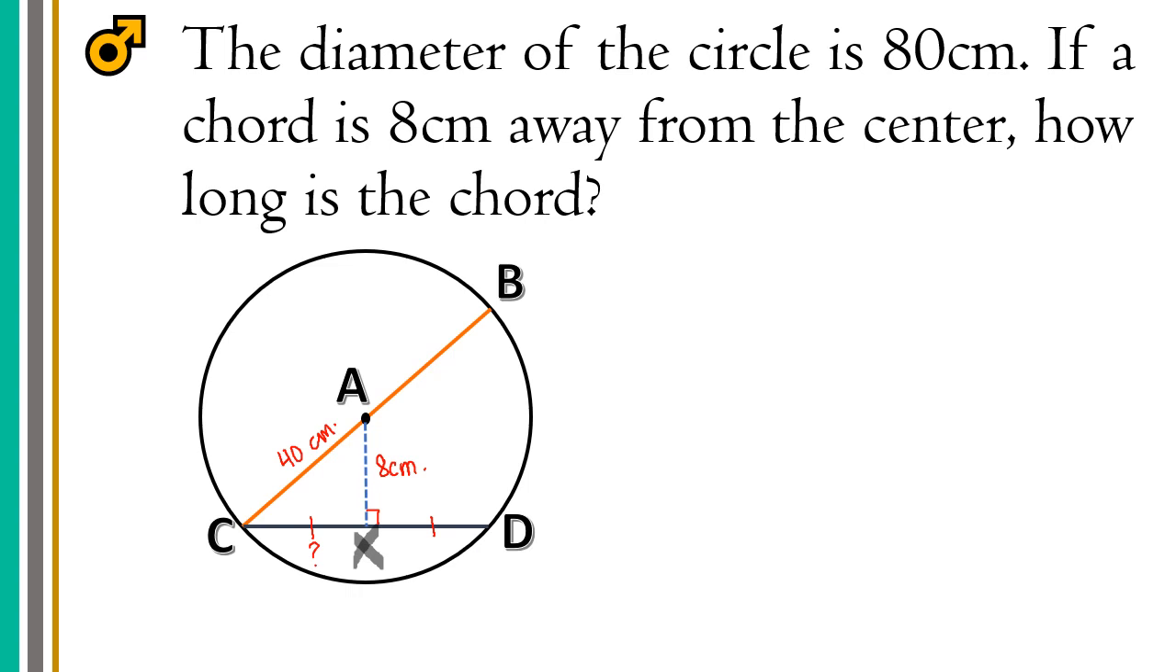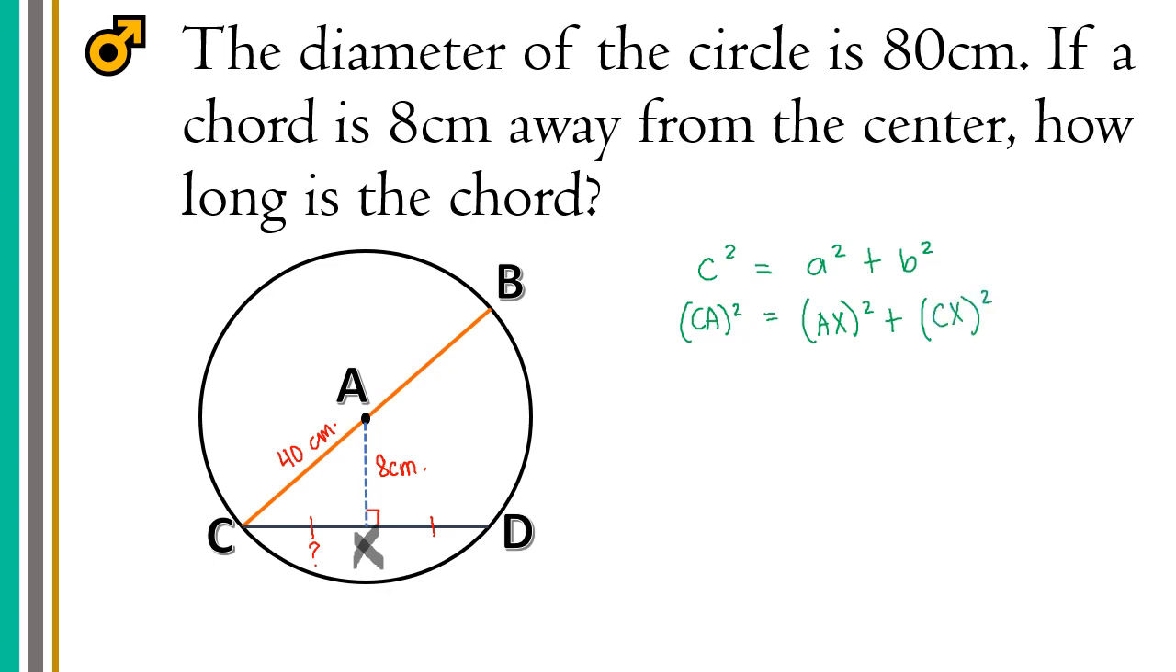We are going to use the formula again for the Pythagorean theorem: c squared equals a squared plus b squared. To be more specific, let us write the corresponding segments for each letter of our formula. For our c, the hypotenuse, is CA. For our a is AX. And for our b, we have CX.